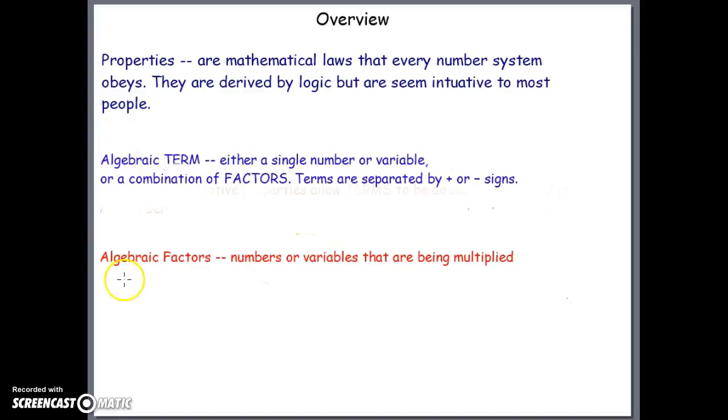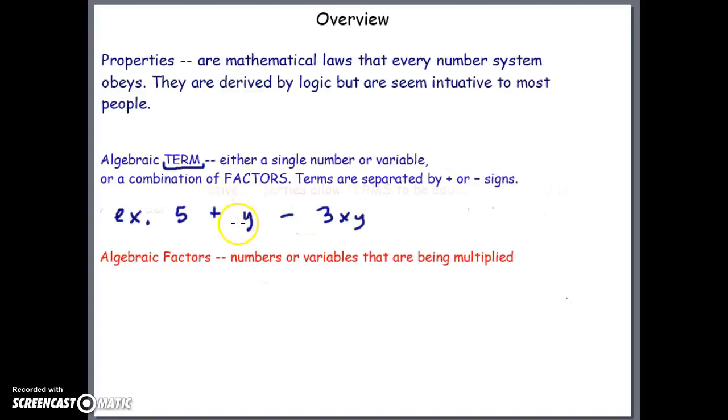Two main vocabulary terms I'm going to use throughout this video and subsequent videos. The first is algebraic term. You probably know what a term is, but we're going to define it. A term is either a single number, so for example 5 is a term, or a variable, so y could be a term, or a combination of factors, maybe 3xy. These are a combination of factors. And terms are separated by addition and subtraction. So we have addition here and we have subtraction.